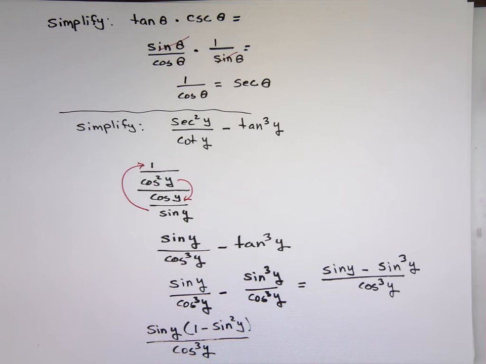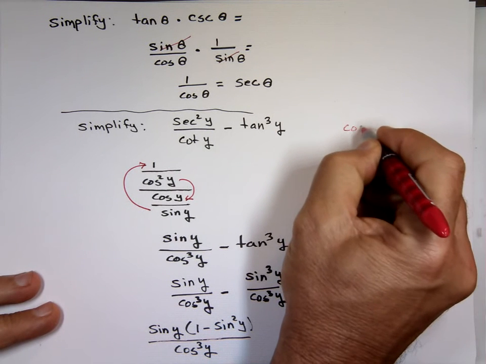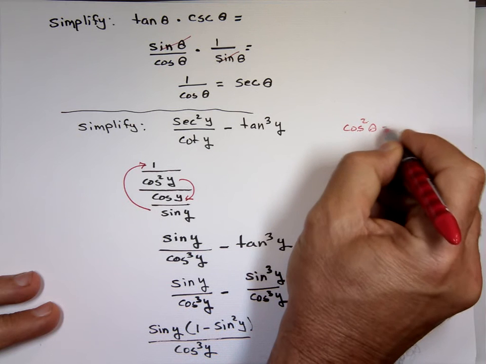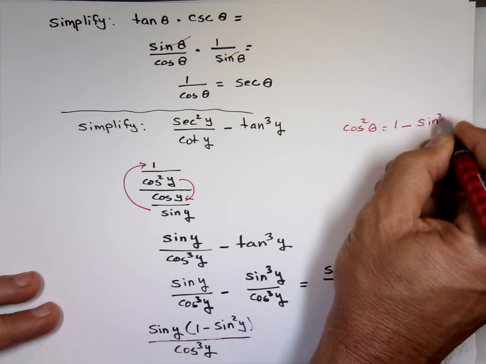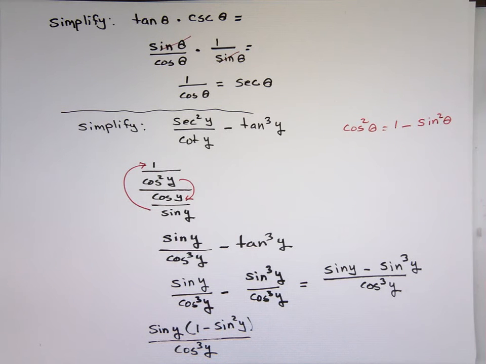Now, can you look at the board? Equation number 11. What do you see written there? I see this as cosine squared theta equals what? 1 minus sine squared theta. You see it on the board, number 11.